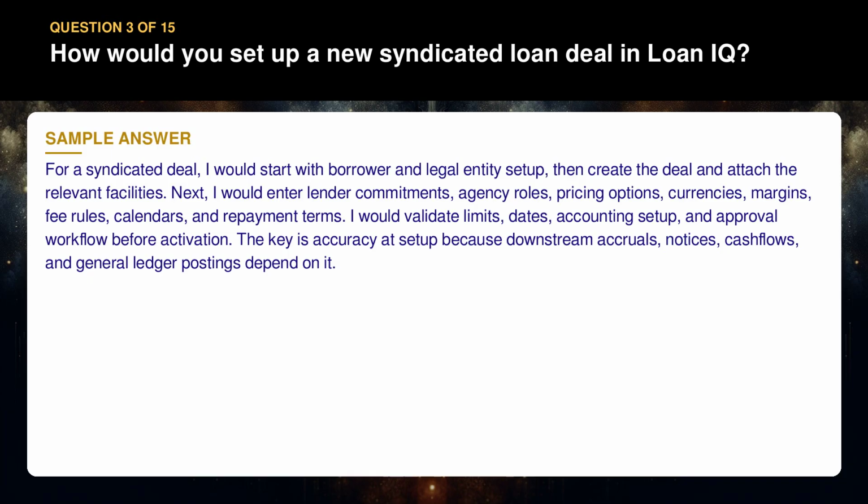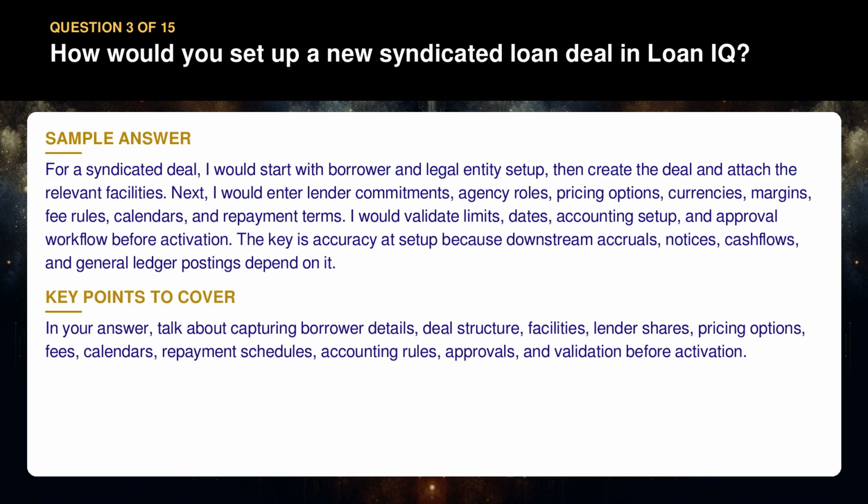I would validate limits, dates, accounting setup, and approval workflow before activation. The key is accuracy at setup because downstream accruals, notices, cash flows, and general ledger postings depend on it. In your answer, talk about capturing borrower details, deal structure, facilities, lender shares, pricing options, fees, calendars, repayment schedules, accounting rules, approvals, and validation before activation.